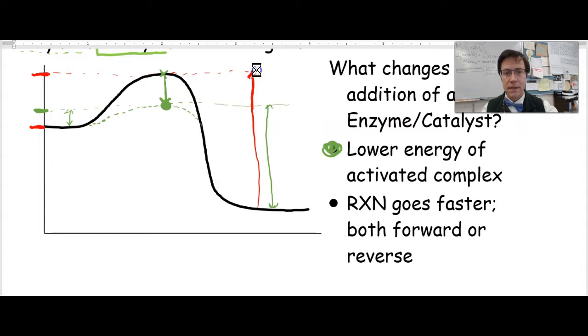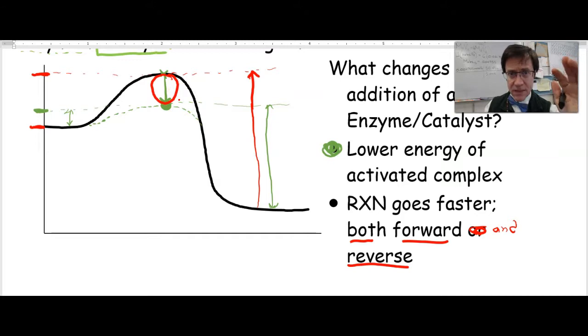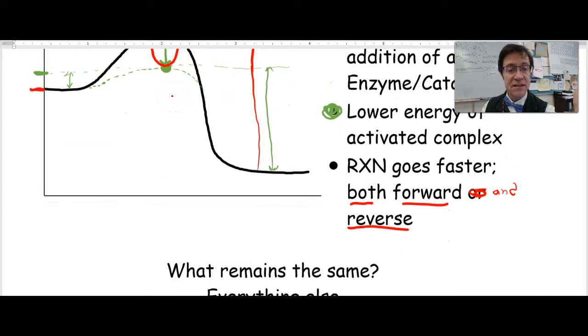So it lowers the energy of the activated complex, and in doing so, it goes faster both forward and reverse, because they are both lowered by exactly that much. So it is exactly this much easier to go forward and reverse. Does that make sense to you guys? But other than the fact that it lowers the energy of the activated complex and both the forward and reverse reactions go faster, what else is the same?